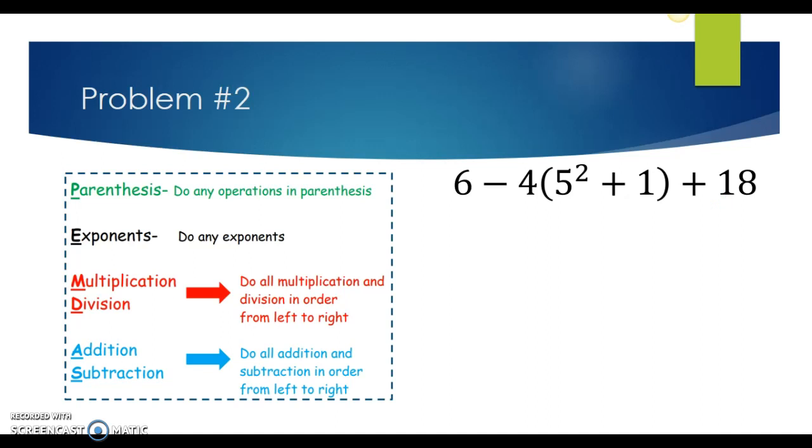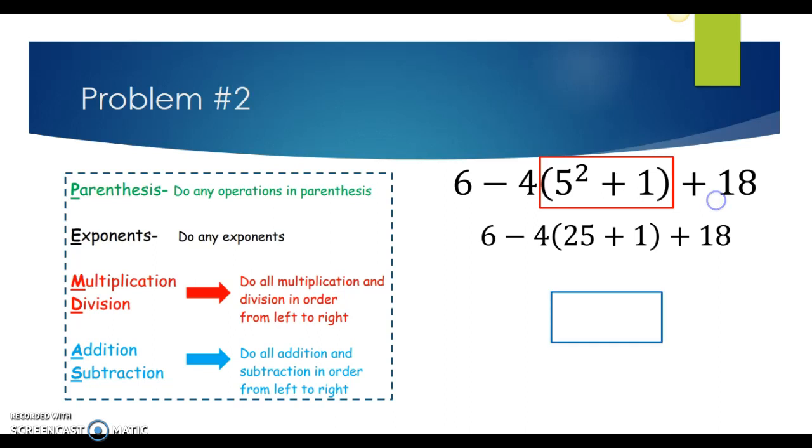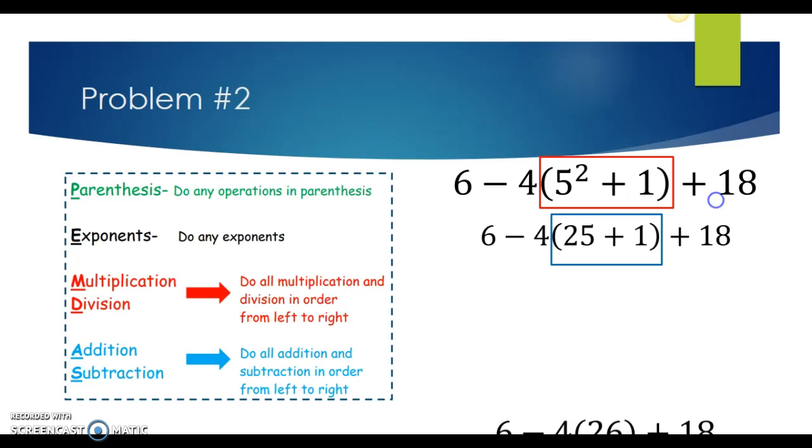Problem 2. As I look at my list of order of operations, I see that I want to do any operations in parentheses first. Inside of the parentheses, I see I have exponents and addition. I will do the exponents first. 5 squared becomes 25, but I'm still working inside the parentheses. 25 plus 1 becomes 26. Now I look at the operations that I have left.